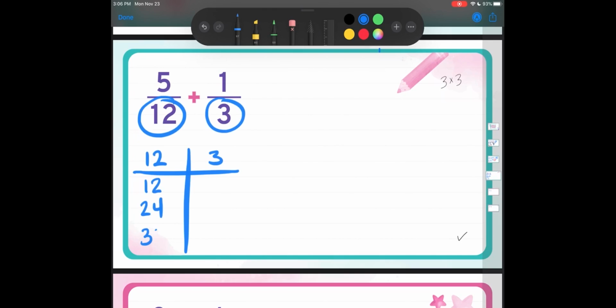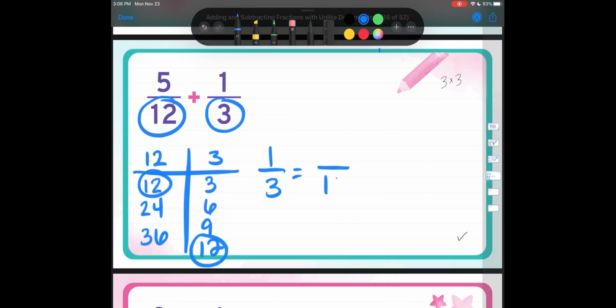So we're going to list our multiples for 3 and our multiples for 12. So 12, we've got 12, 24, 36. 3, we've got 3, 6, 9, 12. So 12 is the first one that they share. So since 5/12 is already 12ths, we don't have to change it, but we do need to change our 1/3 into 12ths. So let's do that.